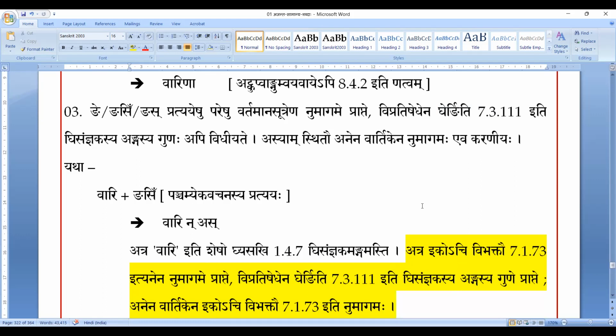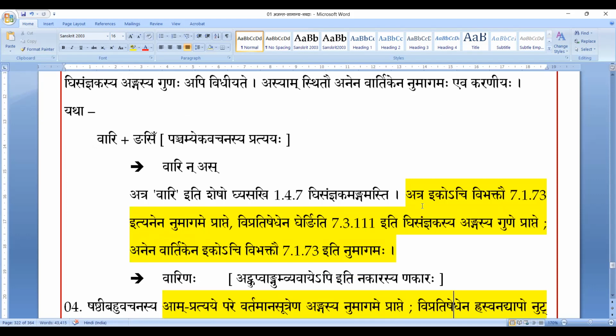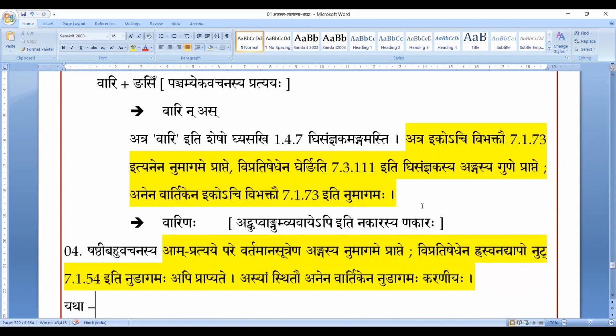So this is an example for the Vartika 1. And Vartika 2, we have seen that in many places. We will see here for Shashti Bhakti also. So Vari plus Am Pratyay Pare, Vari is Rasvaha, therefore Rasvanadhyapaha, Nut.